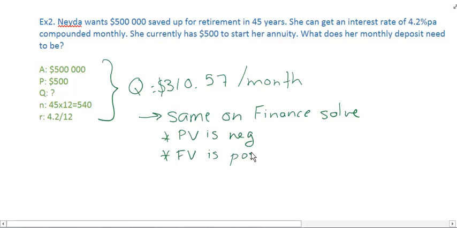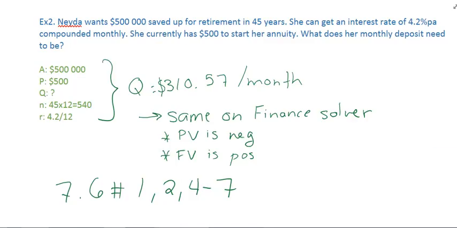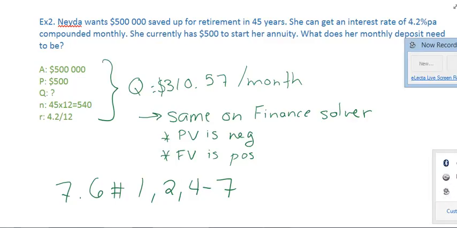So you've got your two options, whether you want to fill in the formula on a calculator page or use the finance solver to help you. Okay, so again, I'll post another video about the tips and tricks for entering formulas on the CAS. But for now, if you don't want to watch the tips and tricks, you're looking at 7.6, numbers 1, 2, and then 4 to 7. Okay, and if you have any questions, stop by my office, stop by Extra Help, and we can give you a hand.